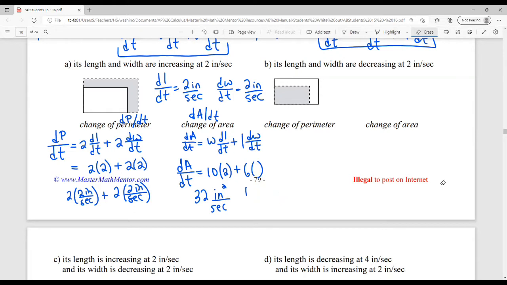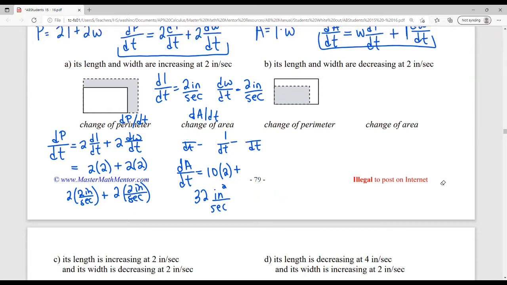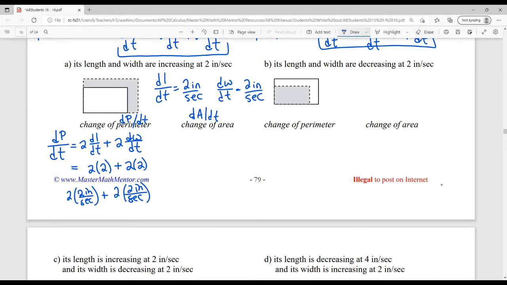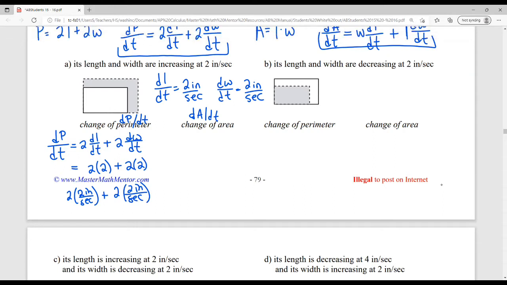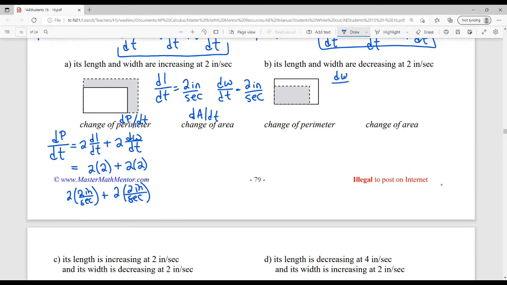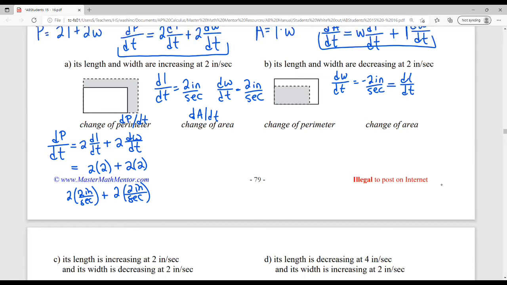All right, part B, same idea. We're going to use the same formulas, the related rates formulas that we used for part A, but now our sides are actually shrinking. Our length and width are decreasing. So dW/dt is equal to negative 2 inches per second, and dL/dt is equal to the same thing. It is possible that it could be equal to two different things, changing two different ways.